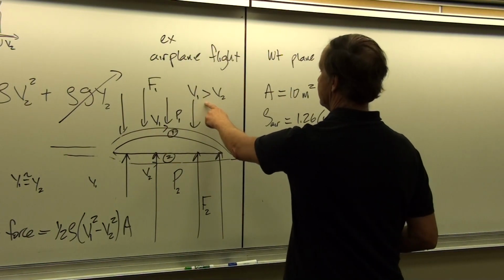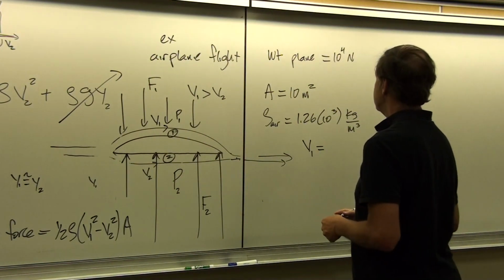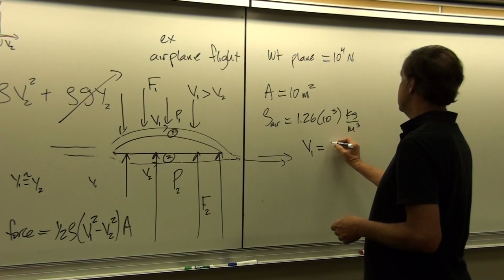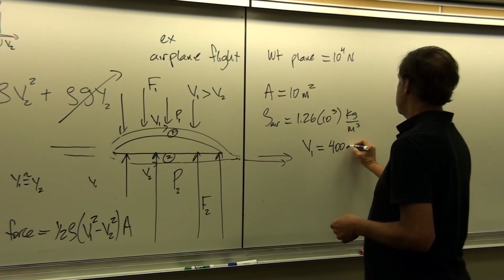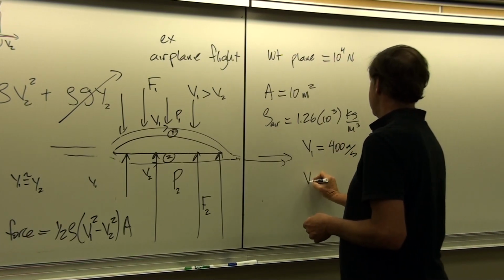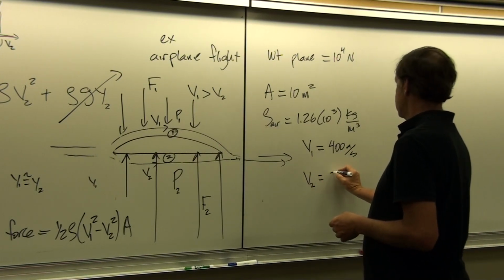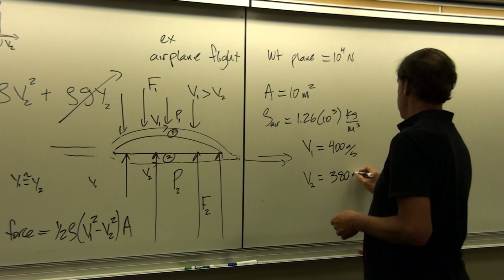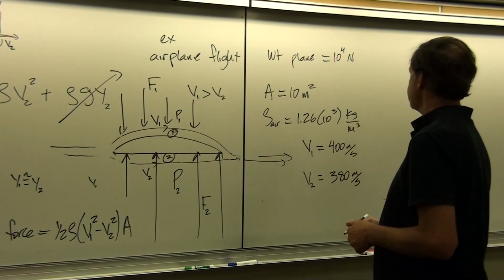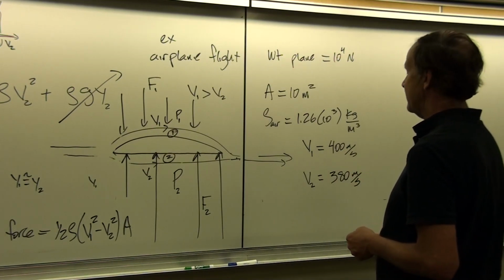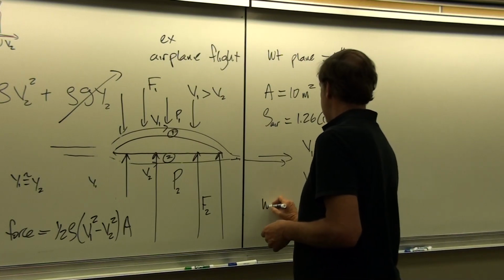Okay, so getting back to this problem then, let's say that V1, the velocity over the upper wing surface, which we know has to be bigger than V2, is equal to, in this case, 400 meters per second, and V2 over the lower wing surface is equal to 380 meters per second. Okay, and let's ask the question then, will the plane fly?